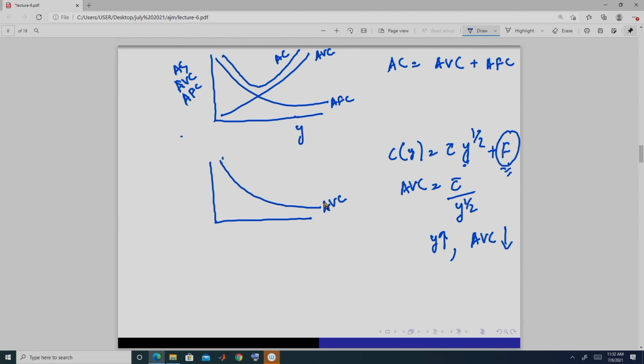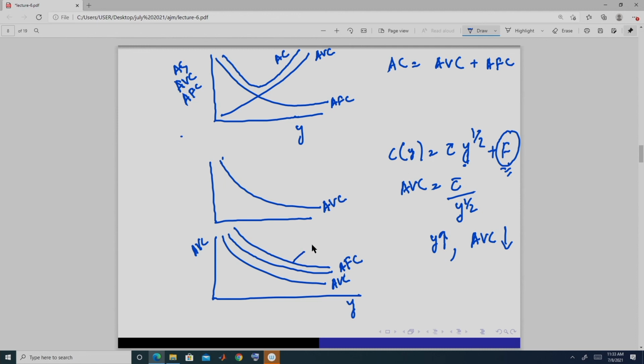And since average variable cost is of this nature, in this situation our average variable cost is this, and suppose the average fixed cost is this, then the average cost is this. So, average cost is always downward sloping when the average variable cost is also always downward sloping.